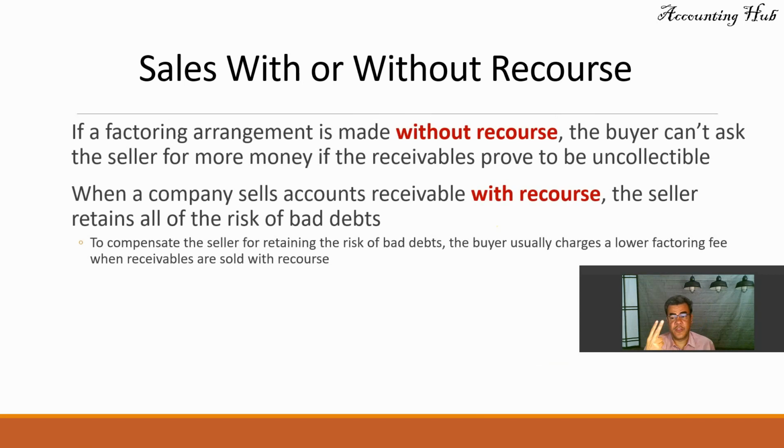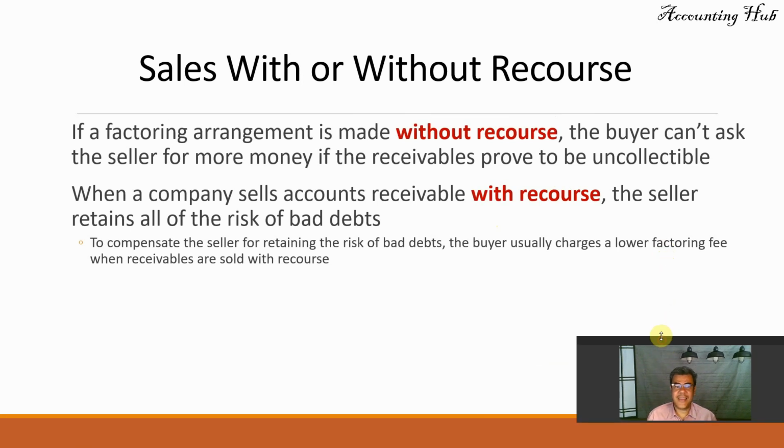However, we have two different sales of receivable, with or without recourse. If it is without recourse, the buyer can't ask the seller for more money. If we have a huge bad debt, that is the problem of the bank, not ours. When a company sells an account with recourse, the seller retains all the risk of bad debt. So if we have a lot of bad debts, the bank can ask us for more money. However, usually with recourse, we have a lower factoring fee because we are assuming the risk and not the bank.